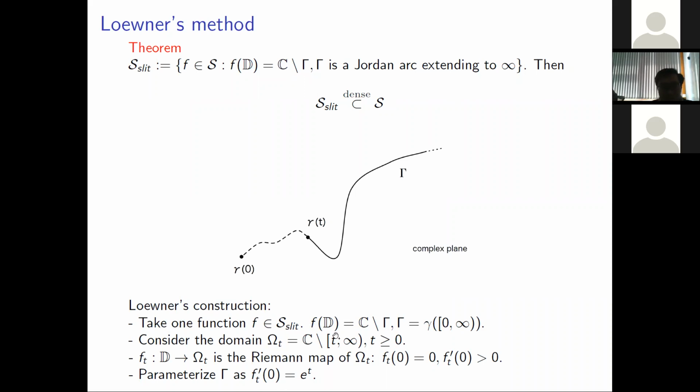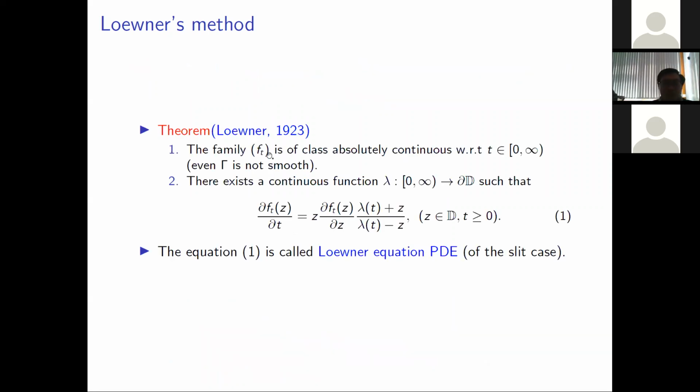And we can characterize this family f_t to have the derivative at zero equal to e to the power t. After this parameterization, Loewner proved that the family f_t is absolutely continuous with respect to t and satisfies a PDE, which is called the Loewner equation.